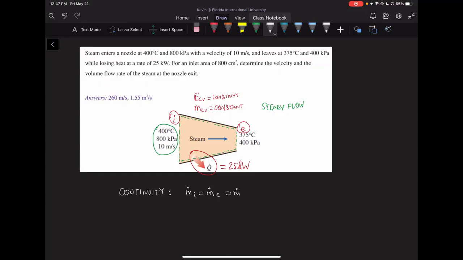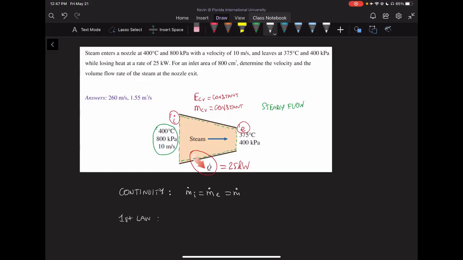Now, that's our continuity equation, and we can expand further on our continuity equation later, but let's look at our first law analysis now.